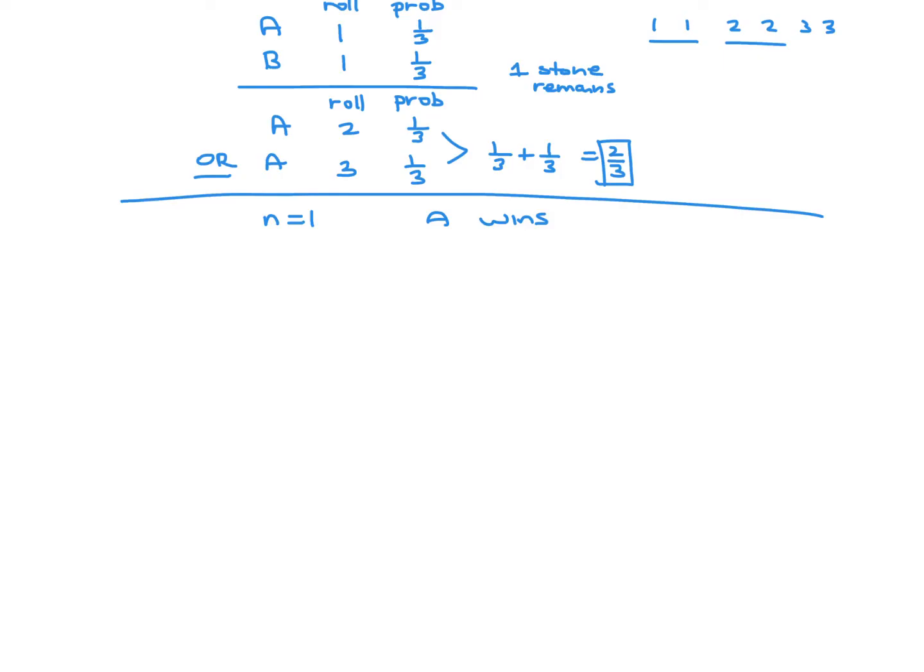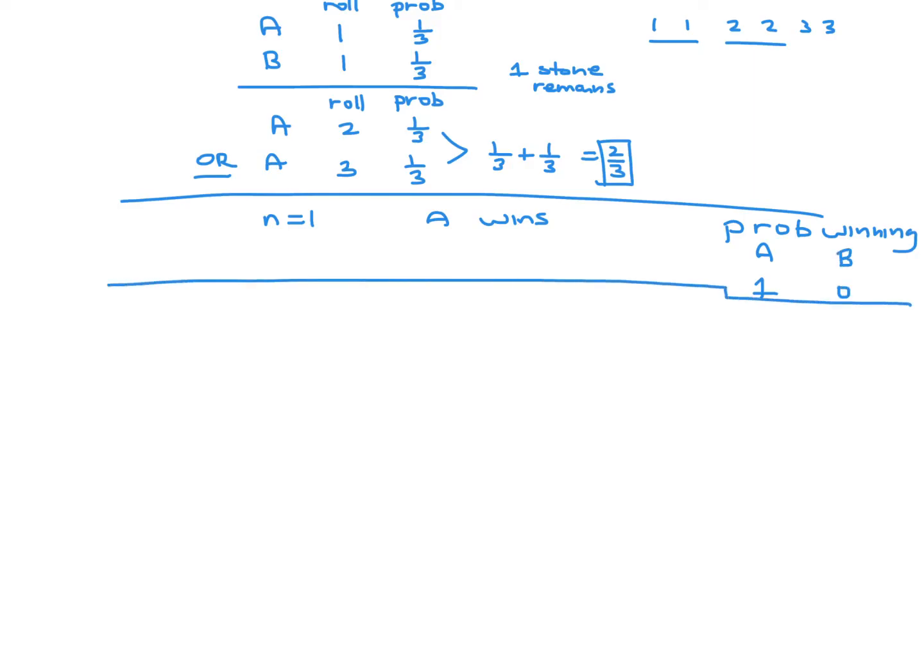So her probability of winning, let me just make a little table here. Probability of winning for Alice here is 1, and for Bob it's 0. So that's for n equals 1. How about n equals 2? Well, n equals 2, we just did. The probability of Alice winning is 2 over 3. And therefore Bob would be the complement, which is 1 over 3, right, because the total probabilities have to add up to 1. We did that up here. So that's done.